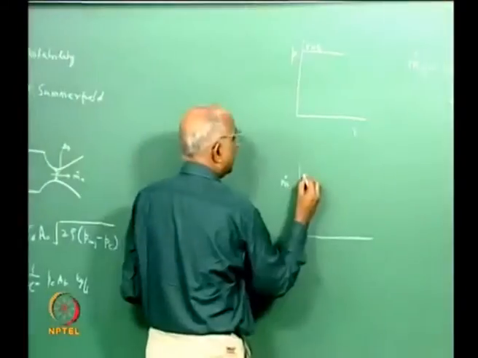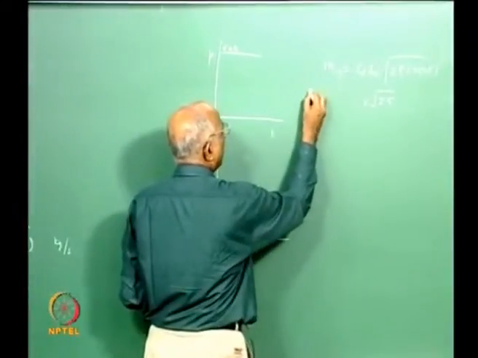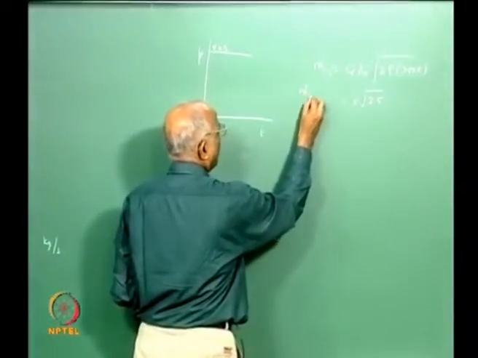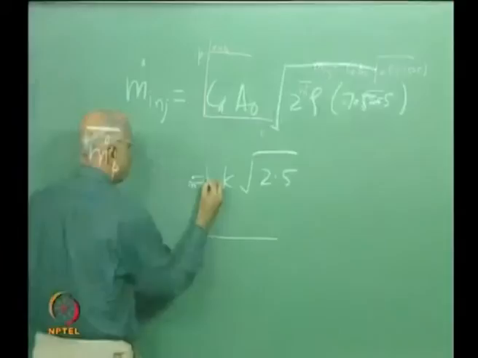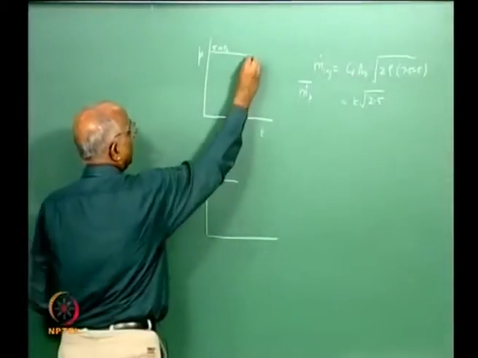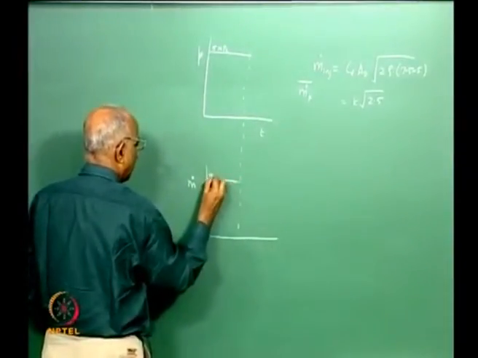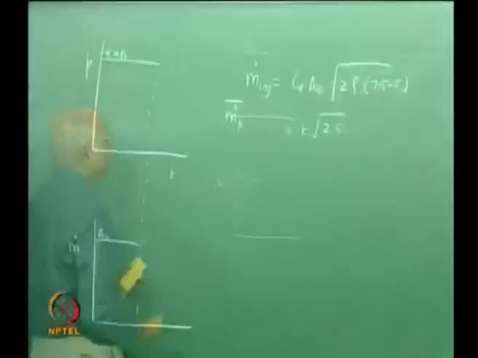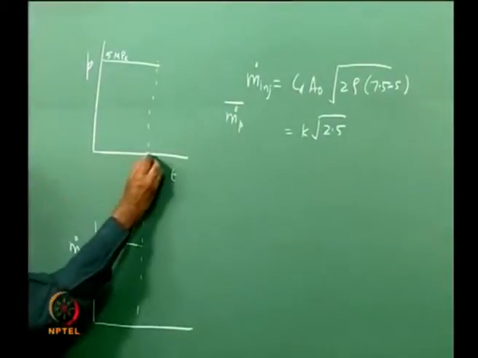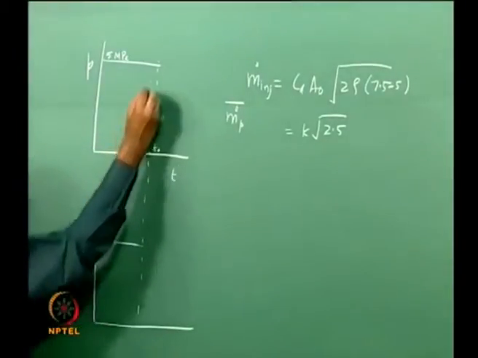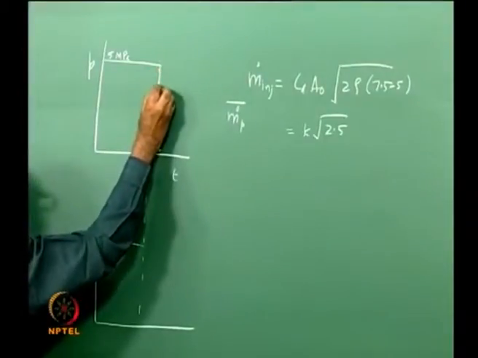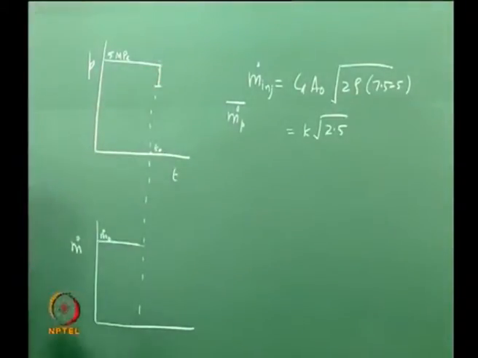Now beneath it I plot the rate at which I am injecting the liquid. What is the rate I am injecting liquid? I say this is my nominal value, I call it m dot of propellant which is getting injected, nominal value is what I am injecting, and I keep on injecting, and this is the value I am injecting, m dot p.